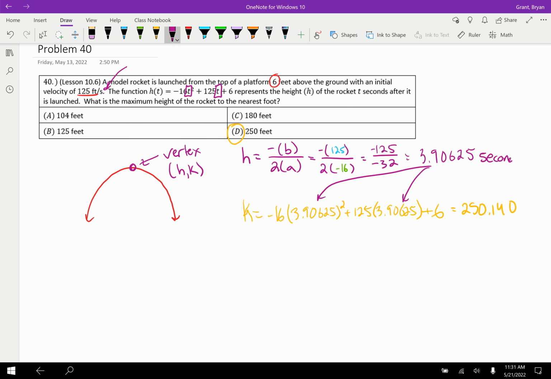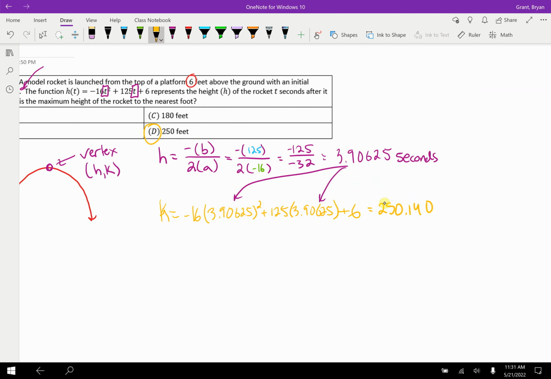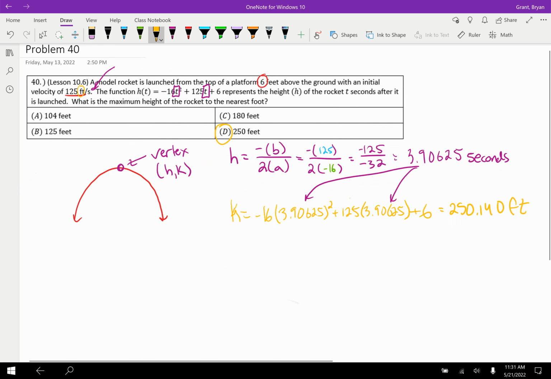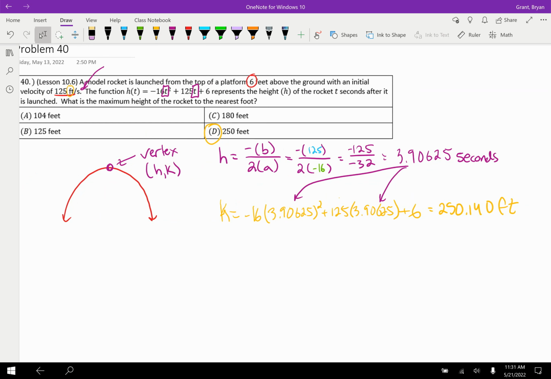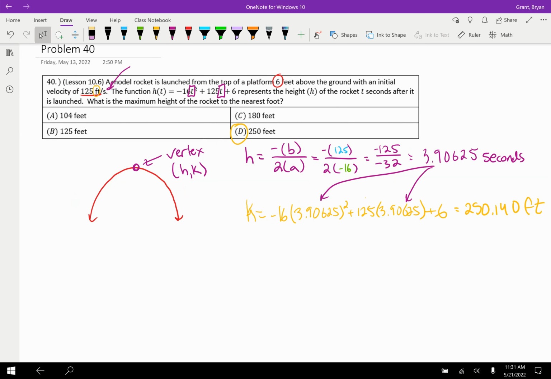So at 3.9 seconds, the rocket is at its maximum height. What is the maximum height? Well, we know it's going to be in feet. It's the output when you input a time, and it's approximately 250 feet. So when they're looking for the maximum height, just like when we did the maximum value a couple problems ago, they want the y value, 250. And that is all there is to it. They asked for the max height, find the vertex, find the y value, and you are done.